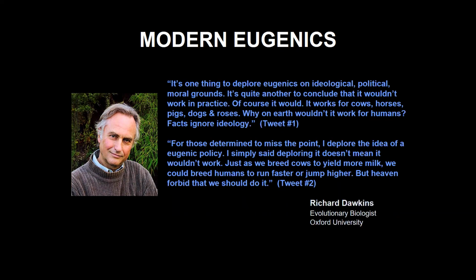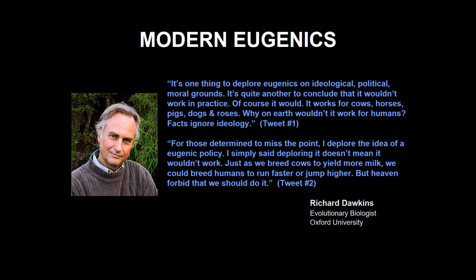It's one thing to deplore eugenics on ideological, political, moral grounds. It is quite another to conclude that it wouldn't work in practice. Of course it would. It works for cows, horses, pigs, dogs, and roses. Why on earth wouldn't it work for humans? Facts ignore ideology. This was from a very famous and controversial tweet.